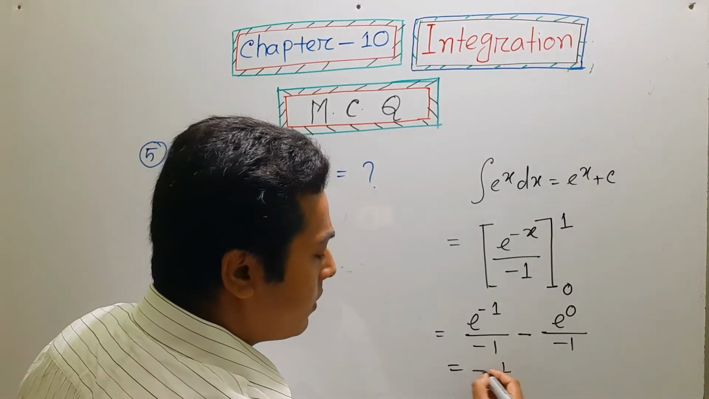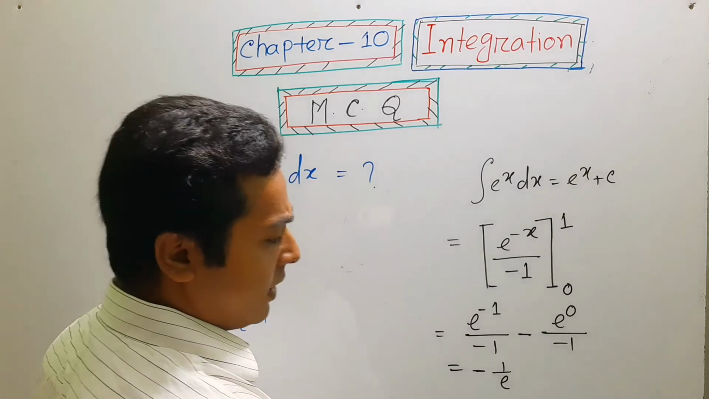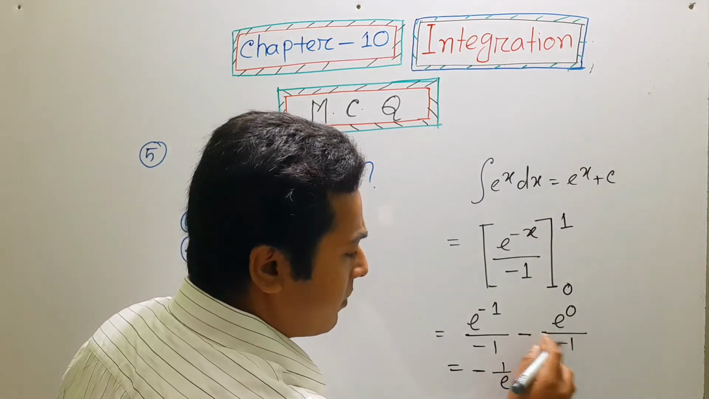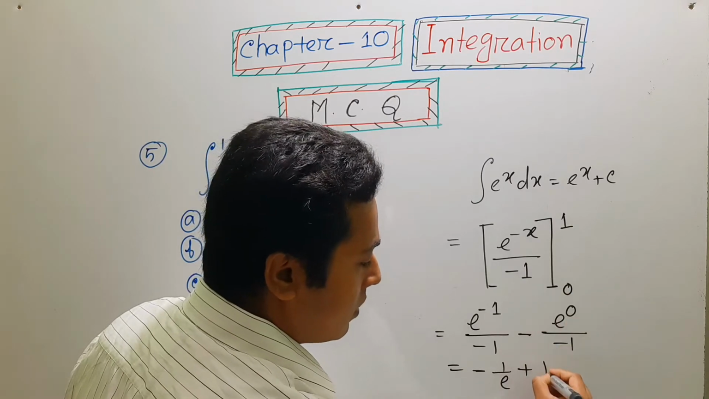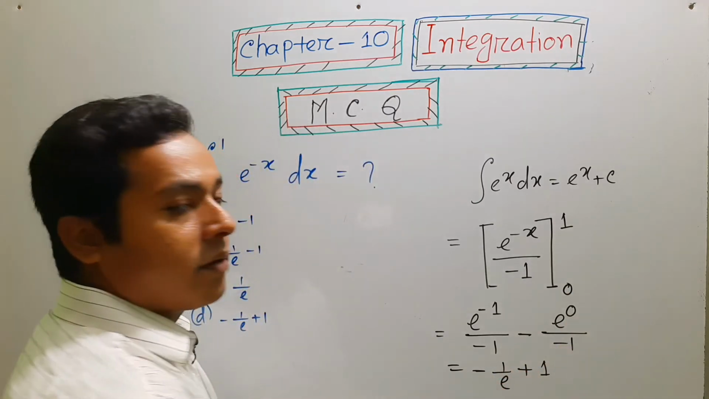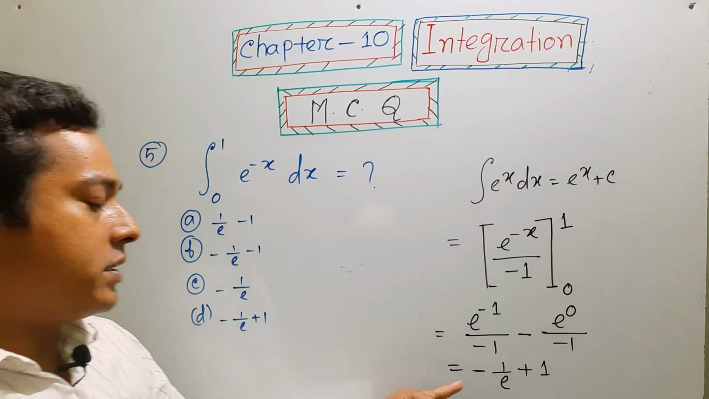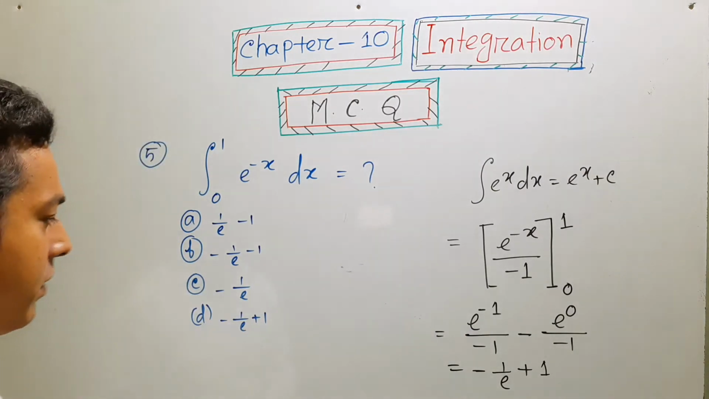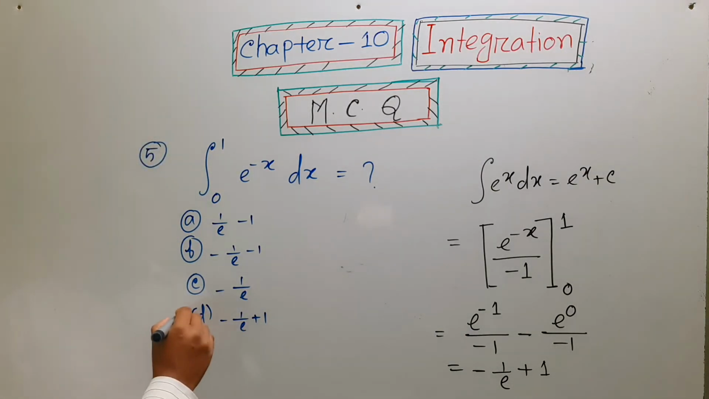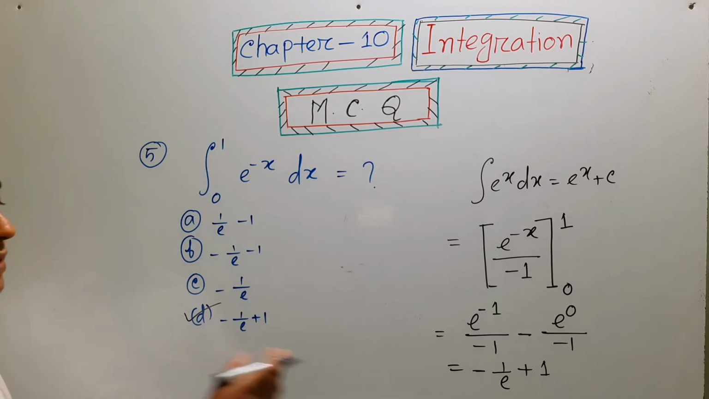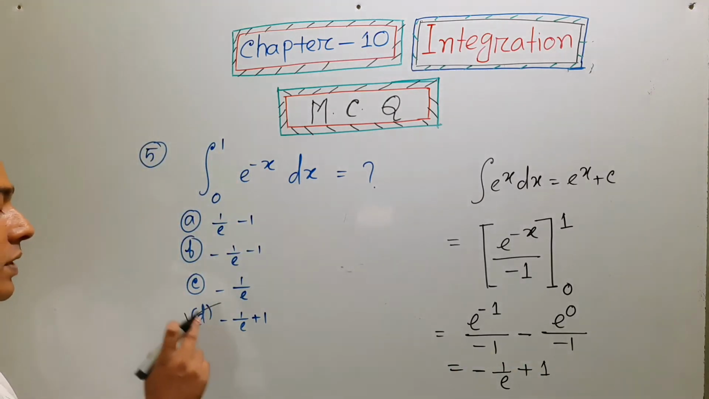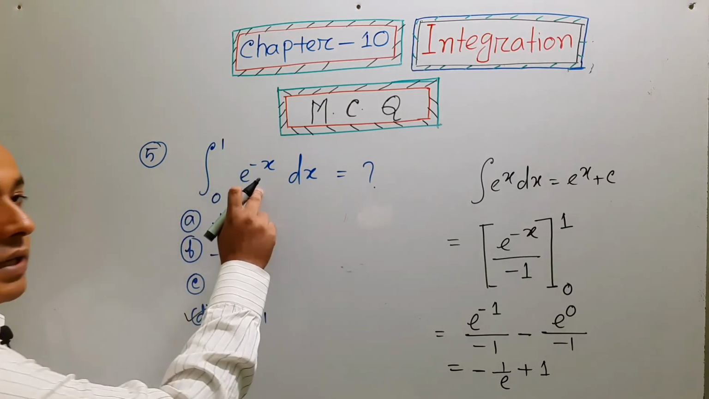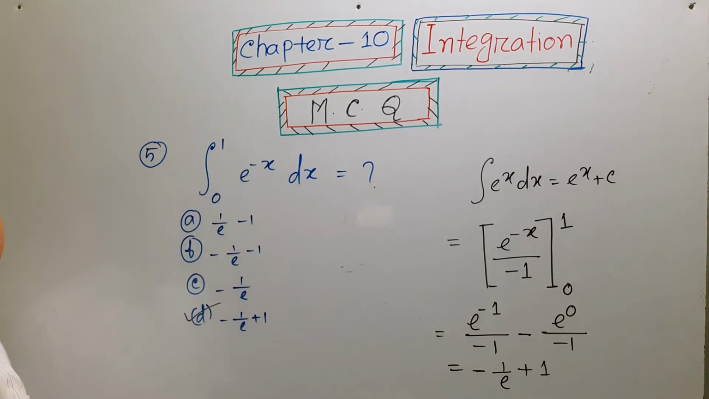and minus 1, this is minus, and minus and minus will be plus, e to the power 0 is equal to 1. So minus 1 by e plus 1, this is our final answer, and our answer option is D, which meets with this answer. Okay, so answer option D will be the right answer for this integral.